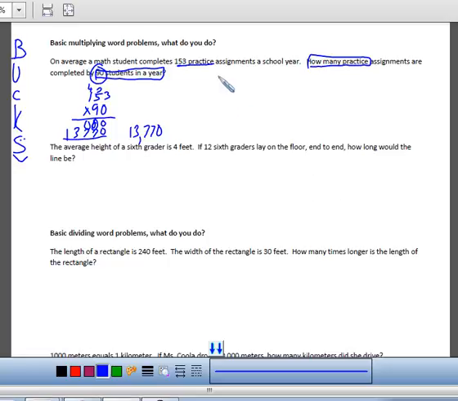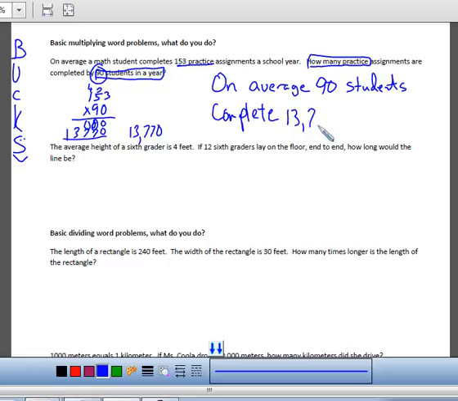So, on average, 90 students complete... there are 13,770 assignments each year.